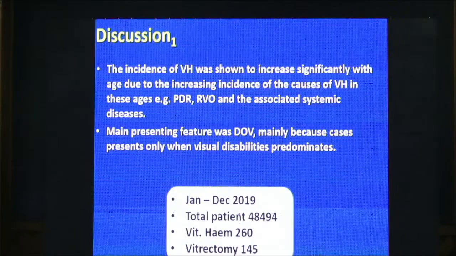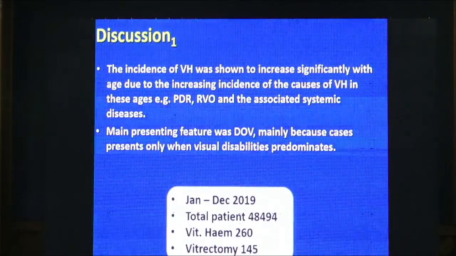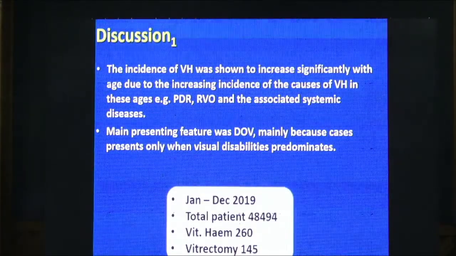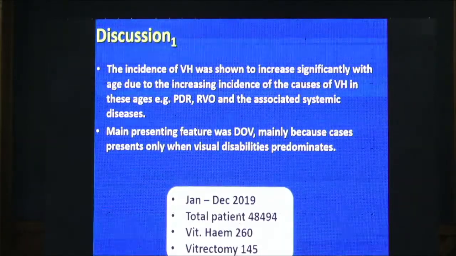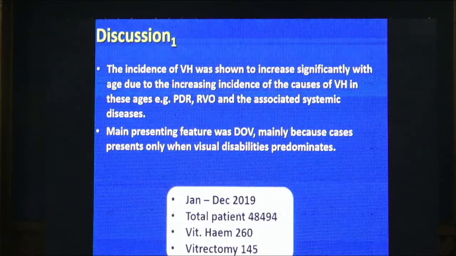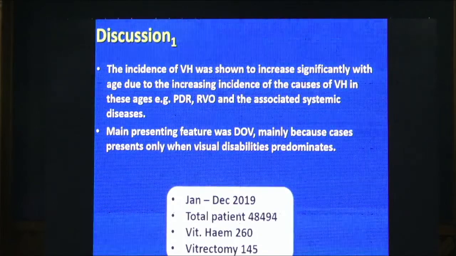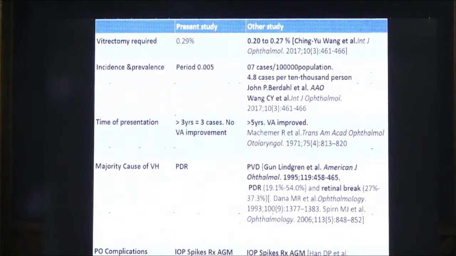So to discuss, the incidence of vitreous hemorrhage was shown to increase significantly with age due to the increasing incidence of the causes of vitreous hemorrhage in these ages. The main presenting feature was dimness of vision. The incidence where vitrectomy was required in the present study is 0.29%, and in other studies they have found it to be 0.20 to 0.27%.